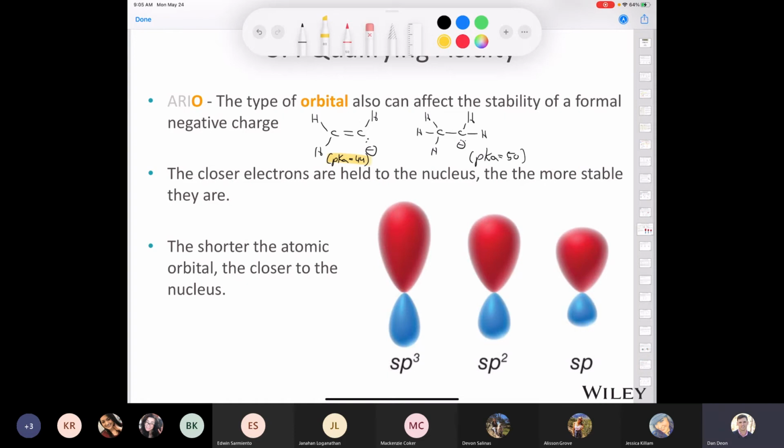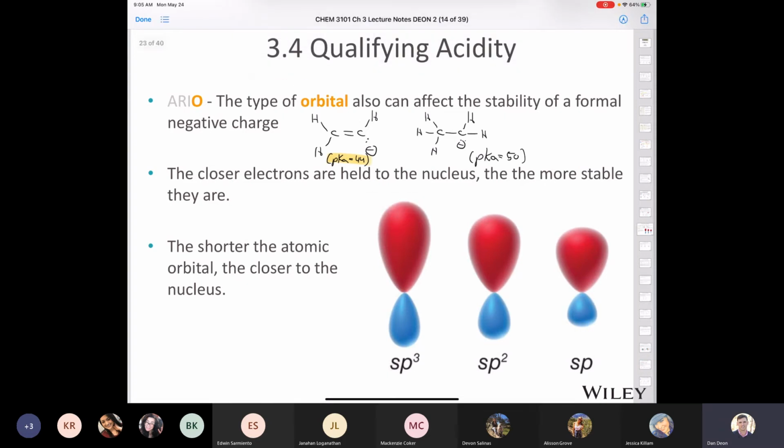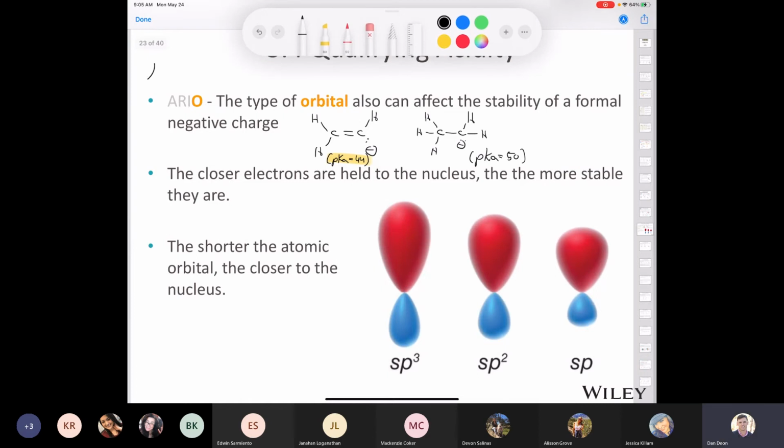If we think about ARIO, you're not solving it using atom because the negative charge is on carbon in both cases. You're not solving it using resonance. You can't even draw a resonance structure for that. You're not solving it using induction. There's no electron withdrawing anything on here. You're going to have to solve this using orbital, because the hybridization of this carbon is sp2, and the hybridization here is sp3. So you're going to have to differentiate between the two pKa values using the hybridization, or the type of orbital.